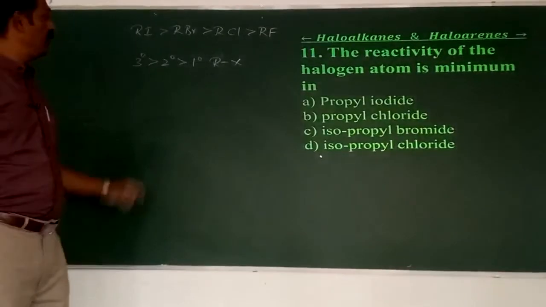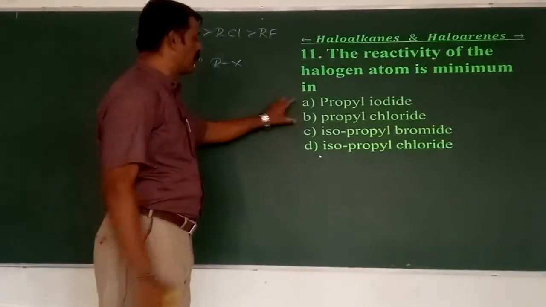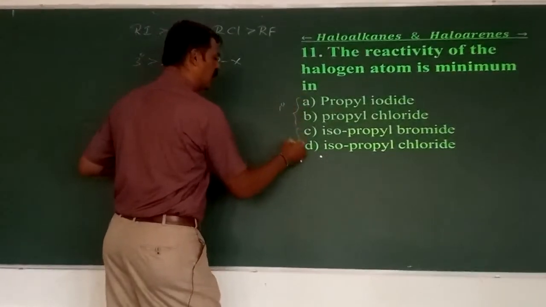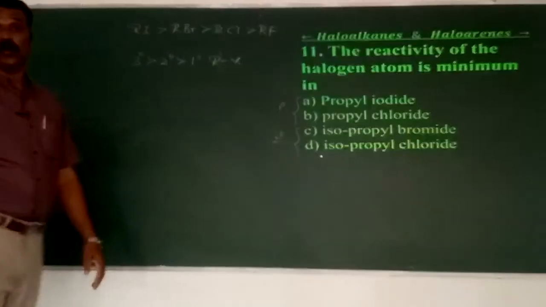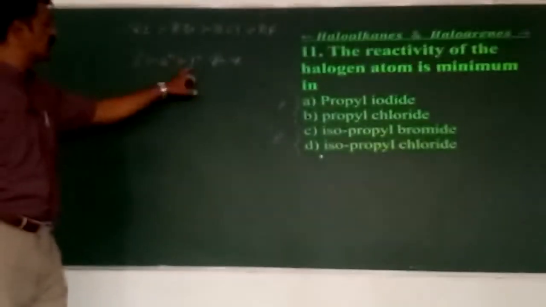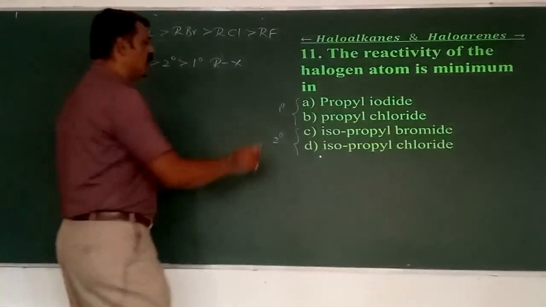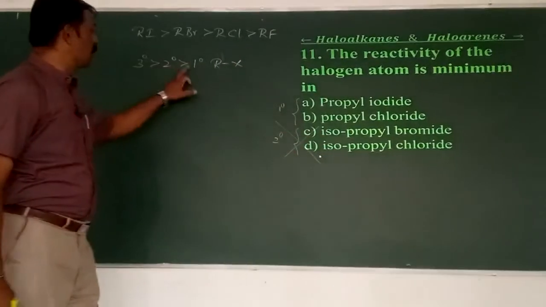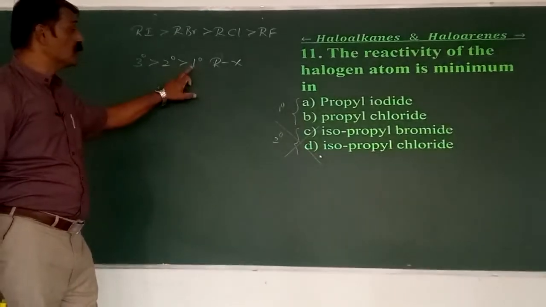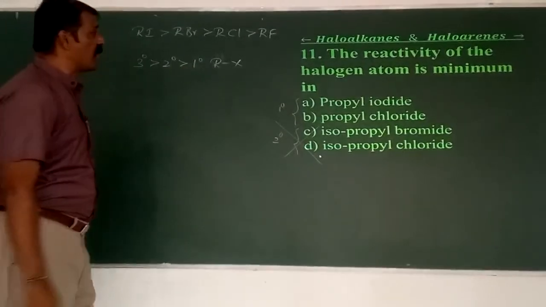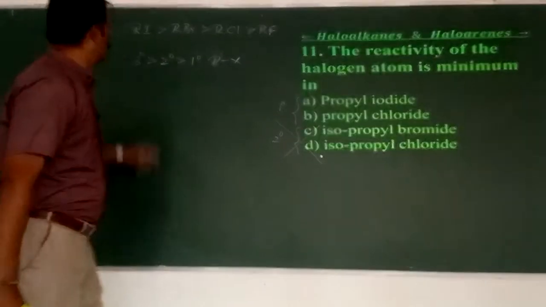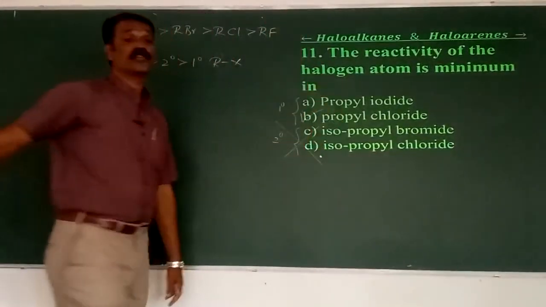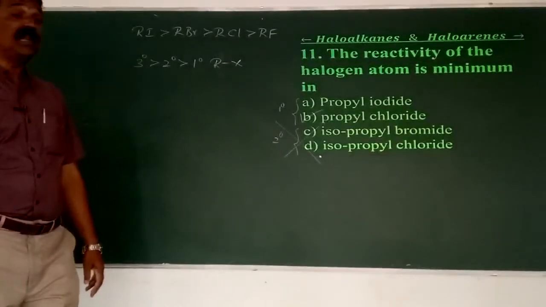Minimum means, here propyl is primary, iso means it is called secondary. Isopropyl means it is secondary. As it is having the minimum reactivity, among primary and secondary, which is least reactive here? So first I will delete this; least reactive means I am deleting C and D. Why? Secondaries are more reactive compared to primary, so we have to choose the minimum, which is primary. Among primary we have iodide or chloride. Iodide is more reactive than chloride, so the least reactive is going to be propyl chloride. 11b.